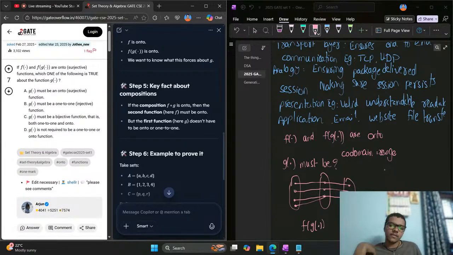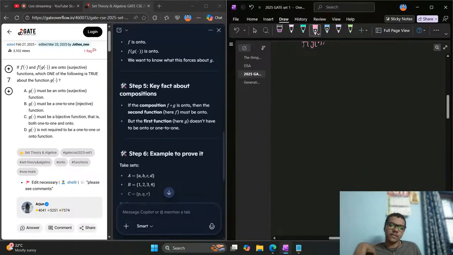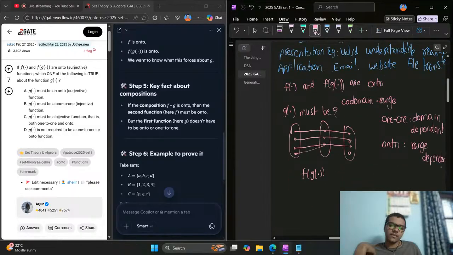One-one is domain dependent. Onto is range dependent. Dude, this is eating me. This is range dependent. So, what is he saying now? If g of x must be onto, then only it will be true.